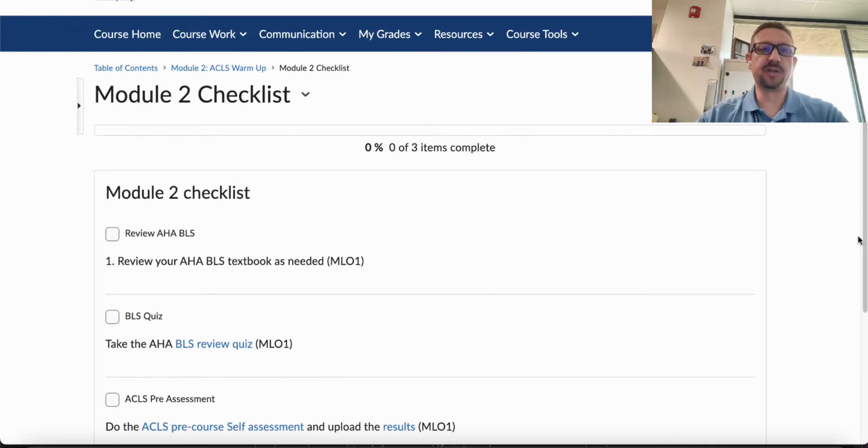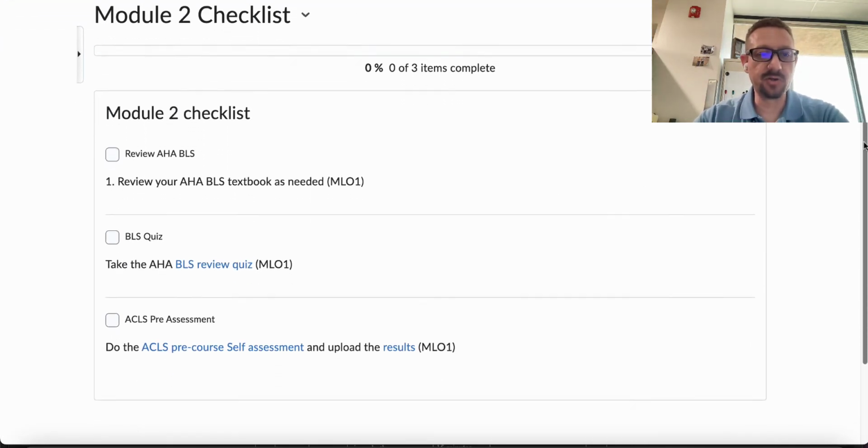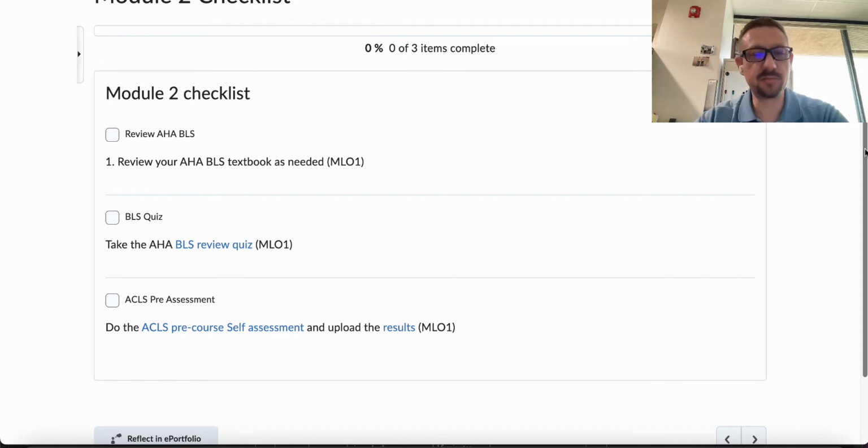Let's look at this checklist here. So again, this is representative of the checklist you'll see in other areas. Notice that there is its own kind of area of progress, and each of these areas is something you can click on once you've got it done. So start here for every module, look at what you need to get done, and then put your game plan together, and then go back to the module and work through these components. Once you, for example, review the AHA BLS textbook to prepare for the AHA BLS review quiz, just come and click this off, and it will show that this is complete.